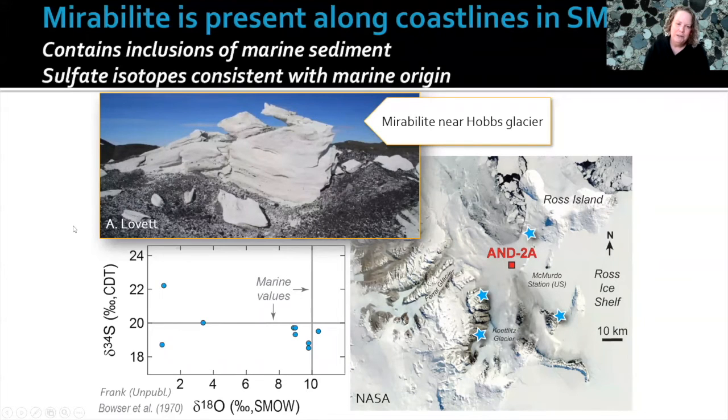It's highly soluble, but it's been able to persist here because of the very cold and dry conditions. It tends to occur as discontinuous beds that sometimes show deformation from glacial activity. They contain inclusions of marine fossils and sediment. And we also did some isotopic work on the mirabilite and found that they have marine-like values. So a marine origin is pretty well confirmed here.